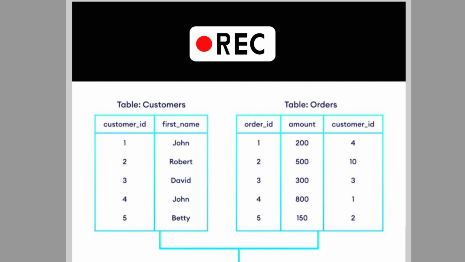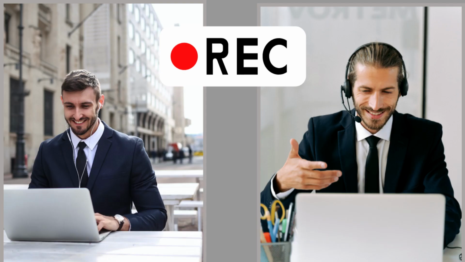Can you tell me how do we get the third highest salary from a table using limit? Select star from employees order by salary descending limit 1, comma 1.